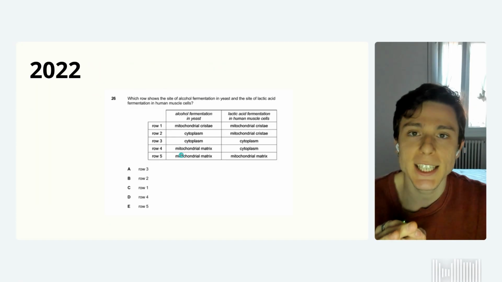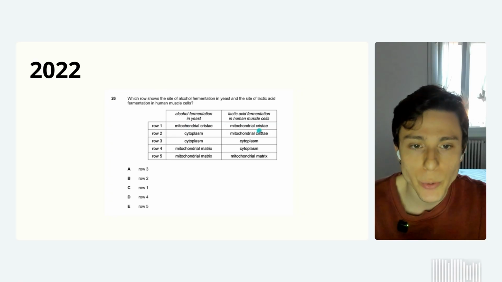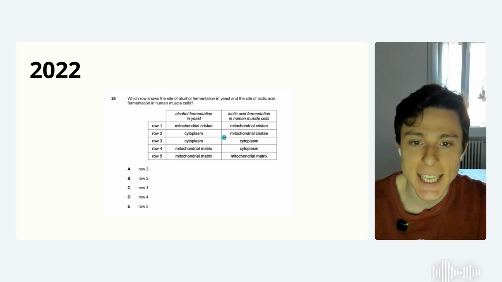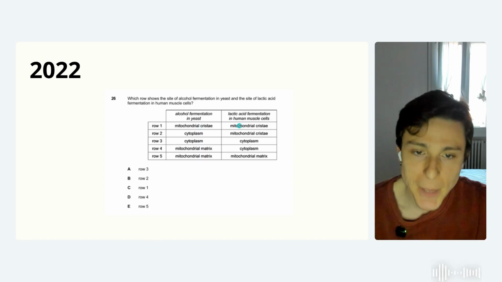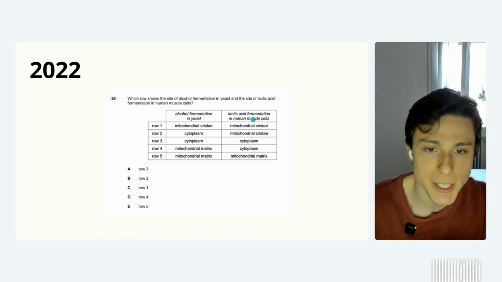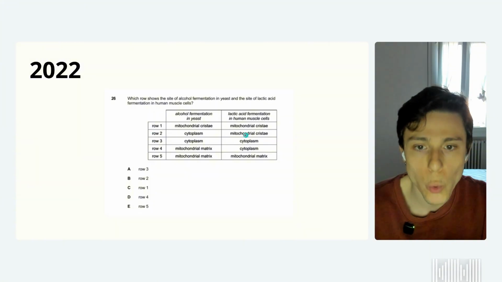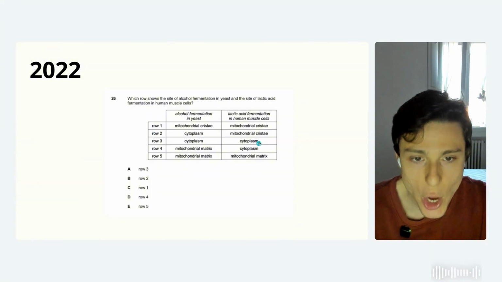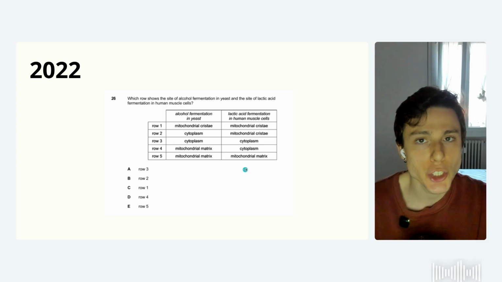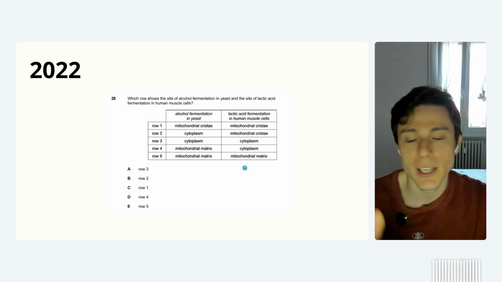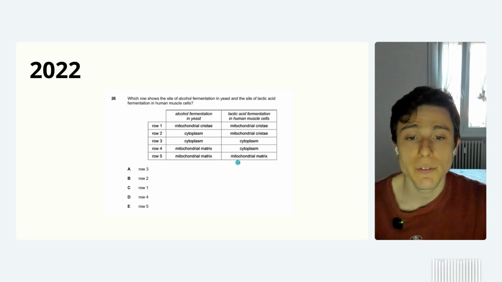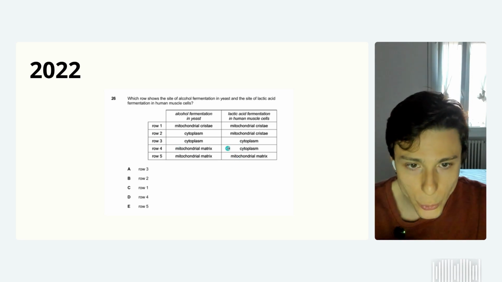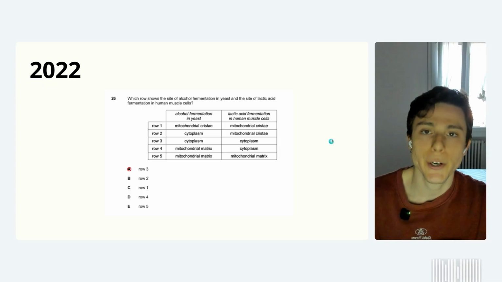2022, very quick question here. So this is basically asking us where the 2 different types of fermentation take place in the cells. In the first row here, we're going to have the alcohol fermentation in yeast. In the second row, we're going to have the lactic acid fermentation. So each row, we're going to have different options, but if you're very sharp in fermentation, you're going to remember that it doesn't really matter. They both take place in the cytoplasm.